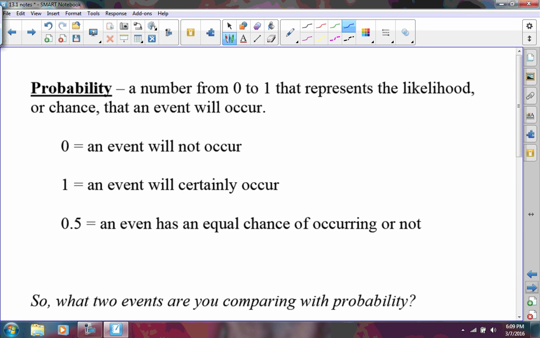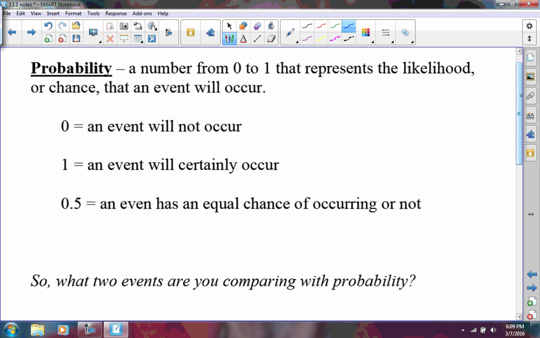So now that we understand that basic principle of an event and outcomes in our sample space, we can talk about probability and then odds. And probability is a number from 0 to 1, so it could be a fraction or a decimal, that represents the likelihood or the chance that an event is going to occur.